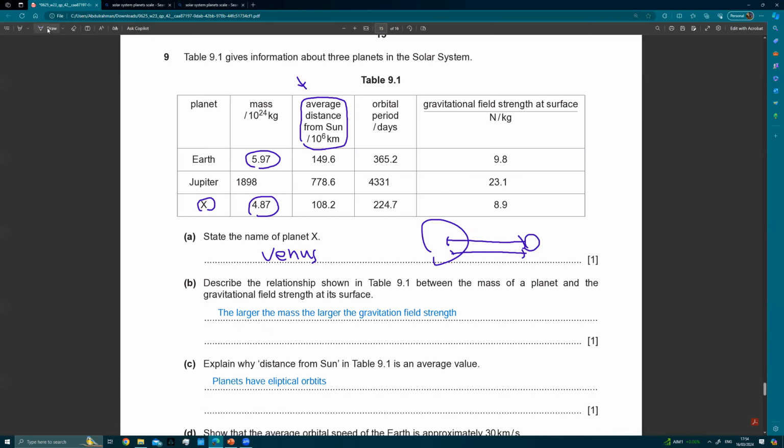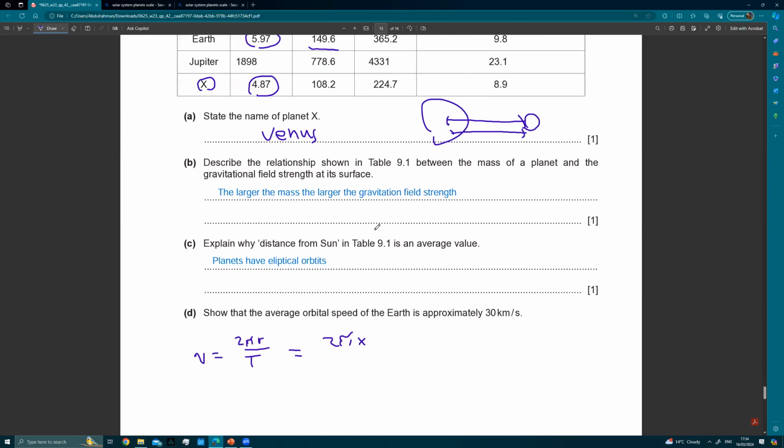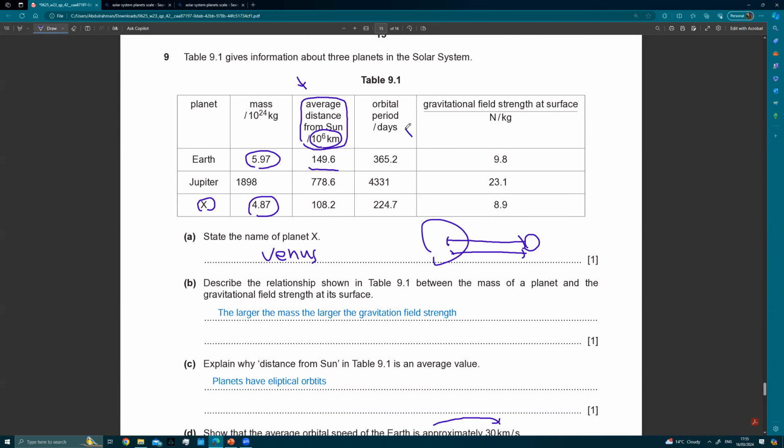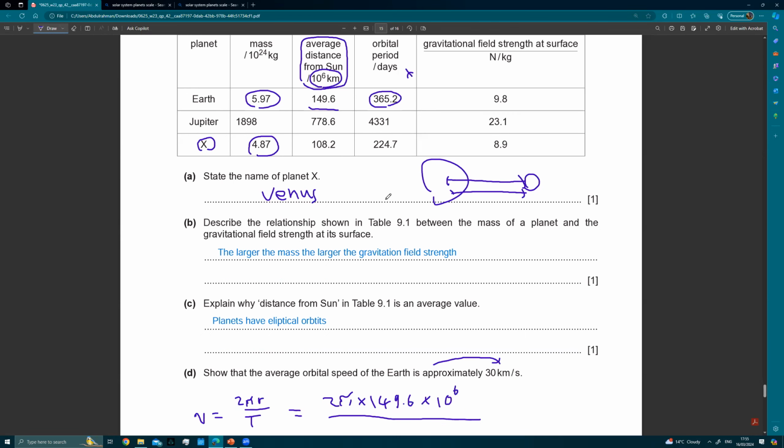We're going to say, where's Earth? Earth is here. So 149.6 times 10 to the 6 kilometers. I'm going to keep it in kilometers because it wants me to show that the average speed is in kilometers per second. That's why I didn't convert from kilometers to meters. Now the time period, well, here's the orbital period, right? The time period is 365.2 days.